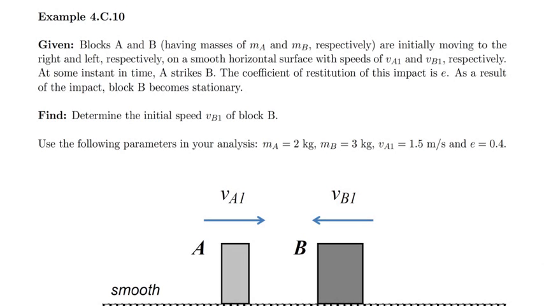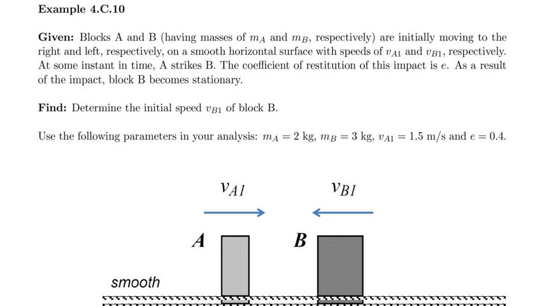Alright, so in this example we have two blocks, A and B, which have masses of MA and MB respectively, and the blocks we're told are initially moving to the right and left respectively on smooth horizontal surfaces with speeds of VA1 and VB1 respectively. At some instant in time, we're told A strikes B, and that the coefficient of restitution for this impact is given by the value E.